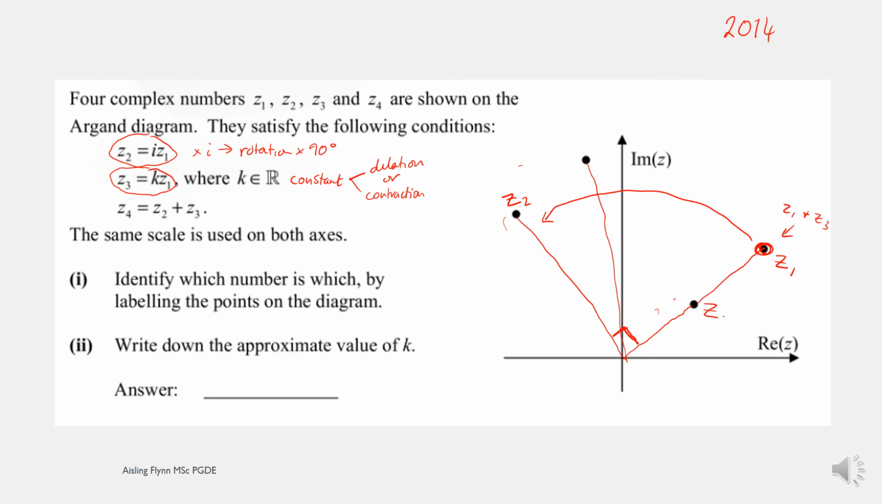Already I said that z1 and z3 should be in the same line, because they're multiples of each other. So that means this one here is z3. Notice z3 is shorter than z1, so that was a contraction. And then what's left but z4, right? Now let's use the last piece of information just to reassure ourselves that we're right. If I come out in this direction along z2 and I add z3, so z3 goes in this direction, this distance, adding z2 plus z3 would leave me at z4, so I'm happy that I've made the correct choices.